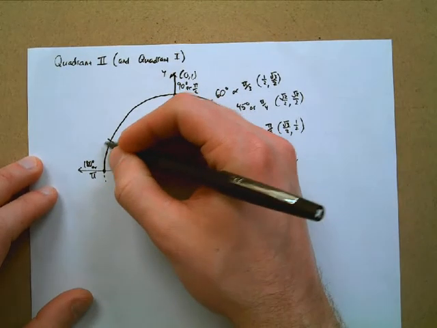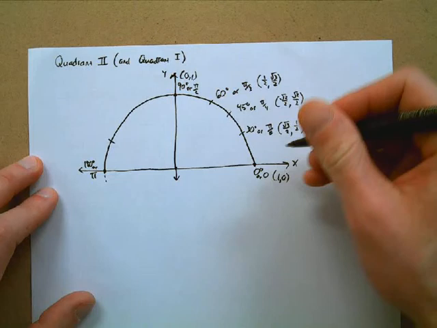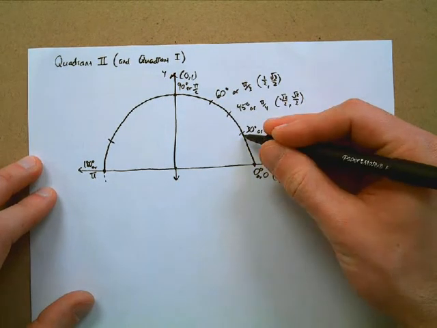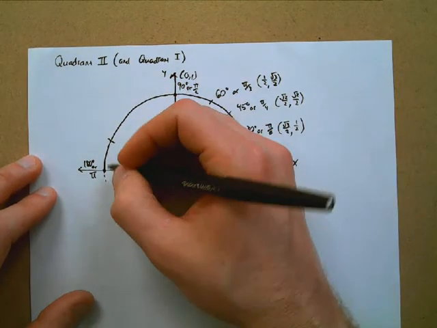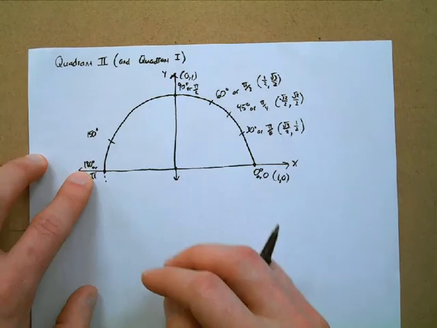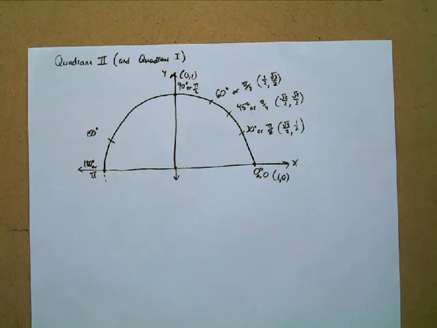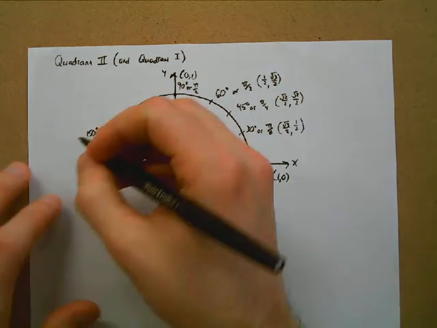Okay, same idea here. We're going to go back 45 degrees, so that's going to be 135 degrees, or going back to pi over 4, 3 pi over 4. Right? And then lastly, we're going to go back 60 degrees, so that's 120 degrees, or it'll be 2 pi over 3.